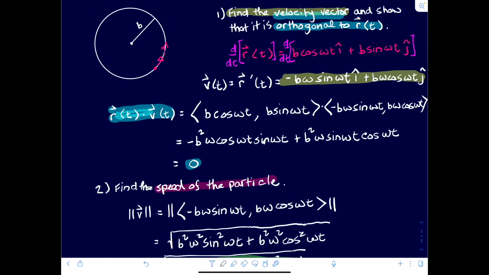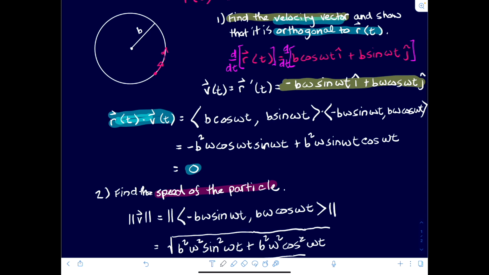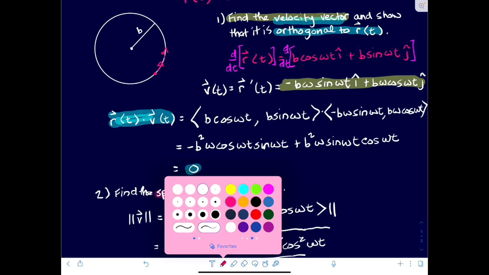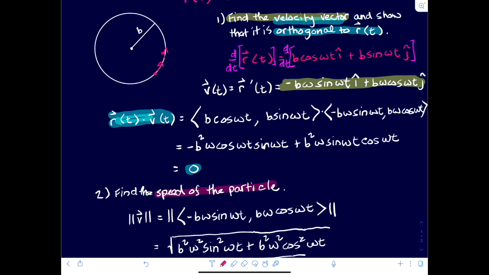Okay, so what have we found so far? We have found that our velocity vectors are always going to be orthogonal to r at t. So here, if we have some point in time here, right, then we would have a velocity vector like this. That would be some velocity vector here. And notice it's perpendicular to where r is at a given time.